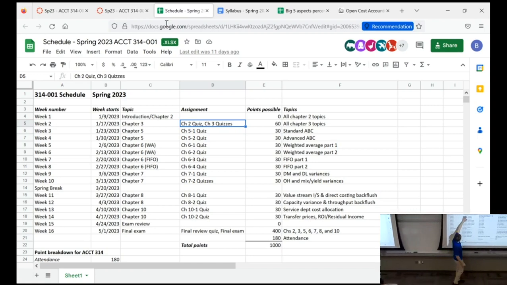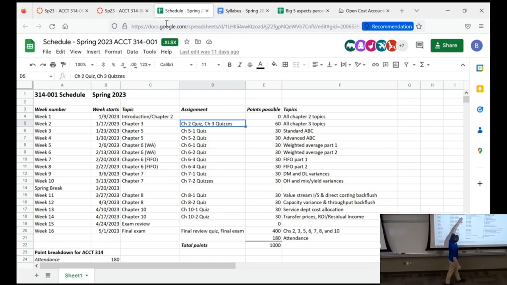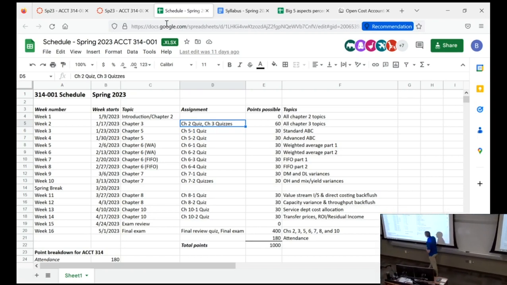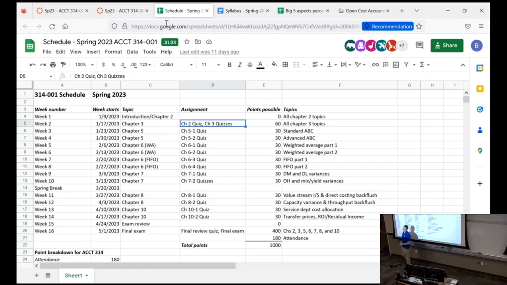All right, so that's it. This week we're doing Introduction and Chapter 2. Next week we'll start in Chapter 3, and it goes on. Now, Chapter 5 we split into 2 because we're going to go over the standard activity-based costing, ABC, in 1 week, and then we're going to add some advanced topics in the next week. And then we have 4 weeks of Chapter 4 because it's your favorite.